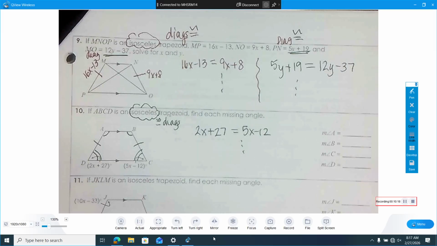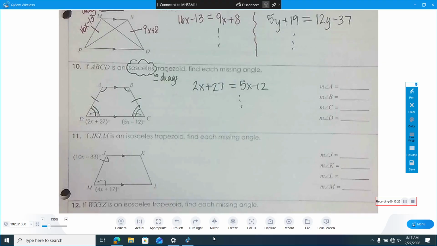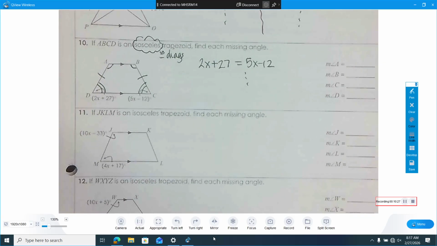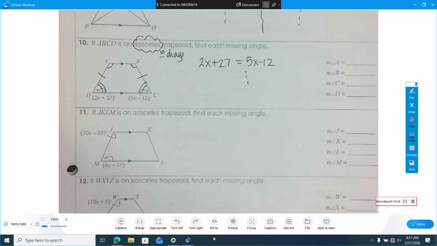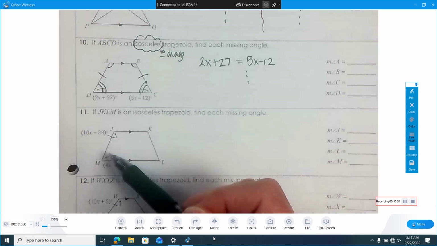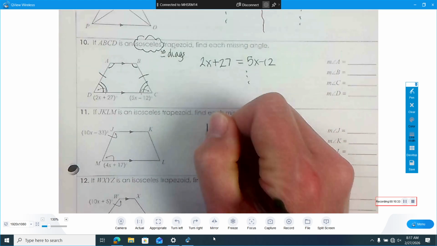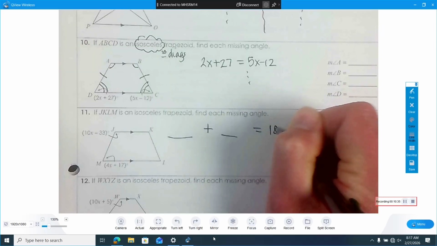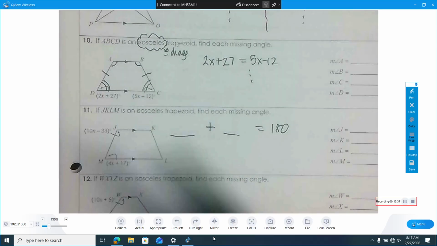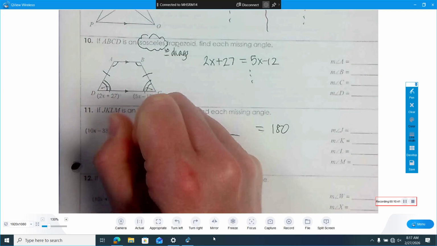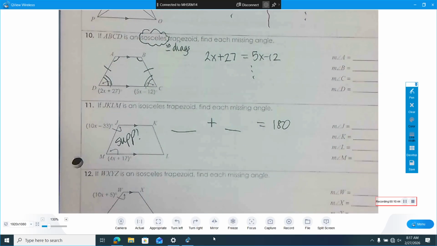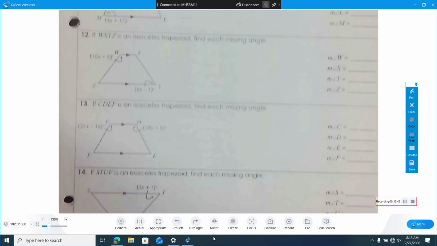Let's see. Isosceles. I think we're, tell me about number 11. Tell me about those. They're supplementary. Yes. Blank plus blank equals 180. Those angles are supplementary. All right. And then number 14, I think is all we need.